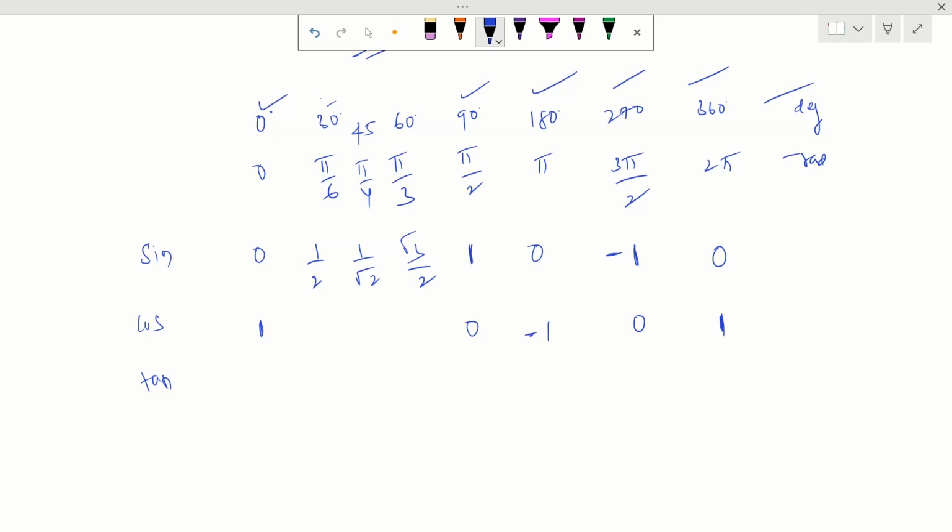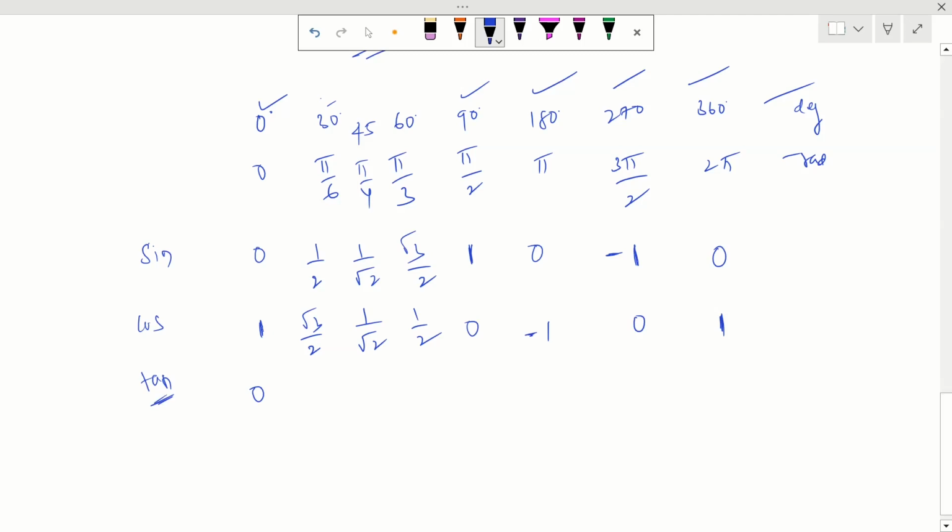And what about cos values? Cos 30 is equal to sine 60, that is root 3 by 2, and cos 45 is the same, 1 by root 2, and cos 60 is equal to sine 30, that is 1 by 2. Take the ratio of these, then we'll get the value of tan. 0 by 1 is 0. Tan is sine by cos.